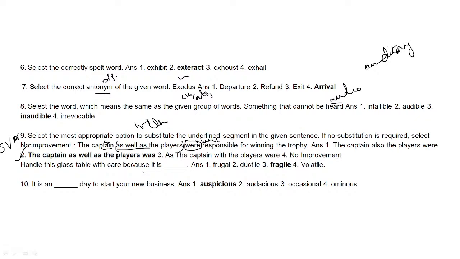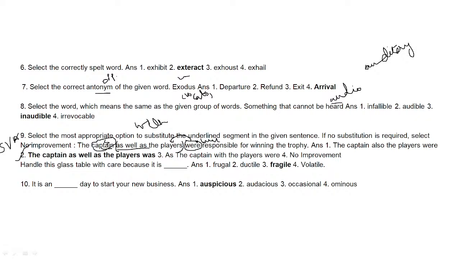As well as the players is a secondary thing. I know this noun players is nearer to were, but we will not agree to that. Our verb will only agree to the first subject that is there.